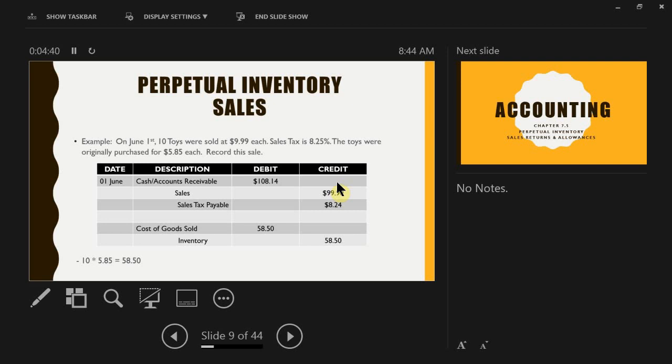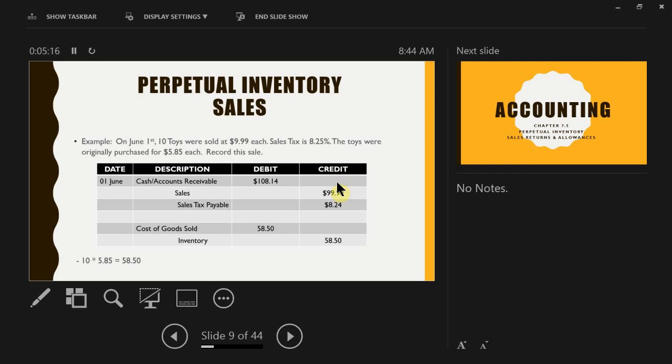In this case, if it originally cost me $5.85 for one toy, and I sold 10 of them, I just multiply those two numbers together, and this is what I have to take out from my inventory, because this is what it cost me to sell 10 items. But to the customer, this is how much I sold the 10 items for, because I marked up my price from $5.85 to $9.99.